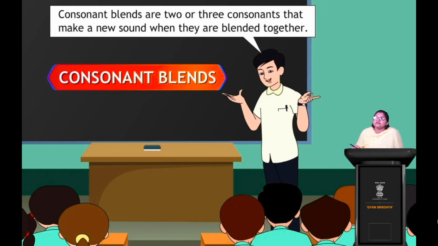Okay. So consonant blends are two or three consonants that make a new sound when they are blended together. I told you, when more than one, two or three consonants come together, they form a new kind of sound. Clear? For example, GHT. Okay? GHT, cut. The sound is T. Cut. Tut. The sound is T. So these are all consonant blends.